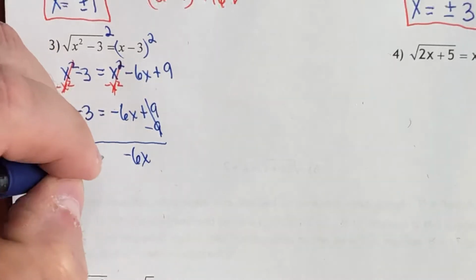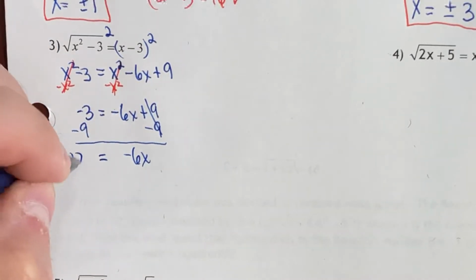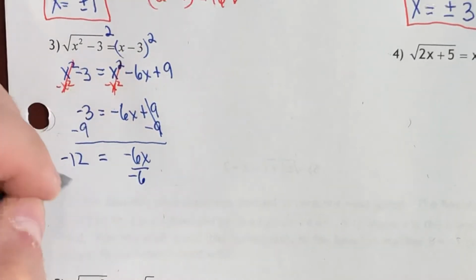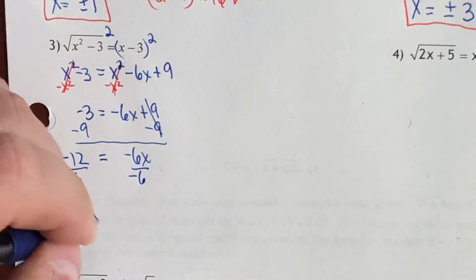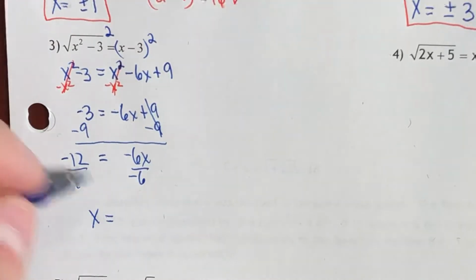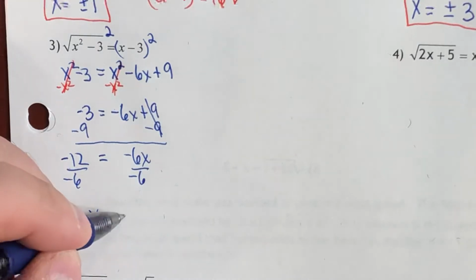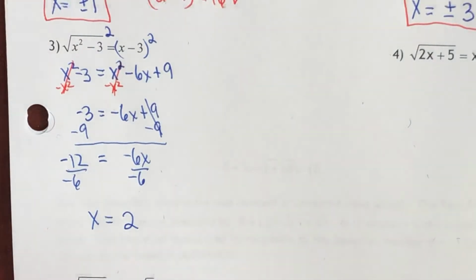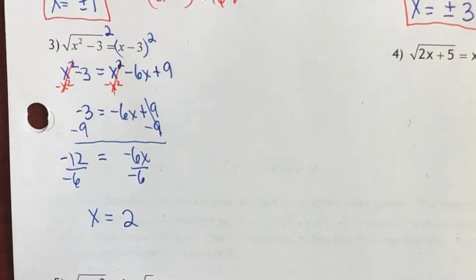Still have a negative 6x on the right equals now a negative 12. Divide by negative 6, and you get x equals a positive 2. Negative 12 divided by negative 6 is a positive 2. Okay? So let's check that back into the original.